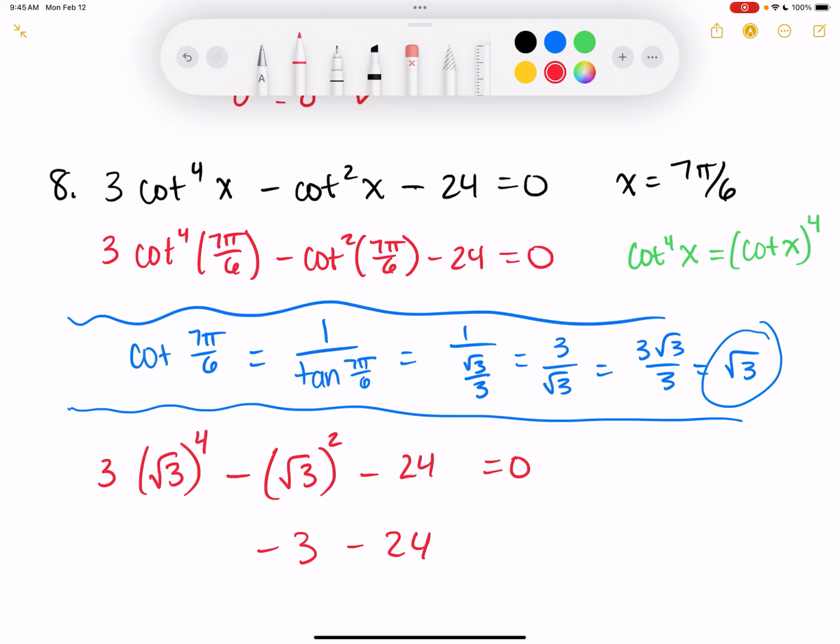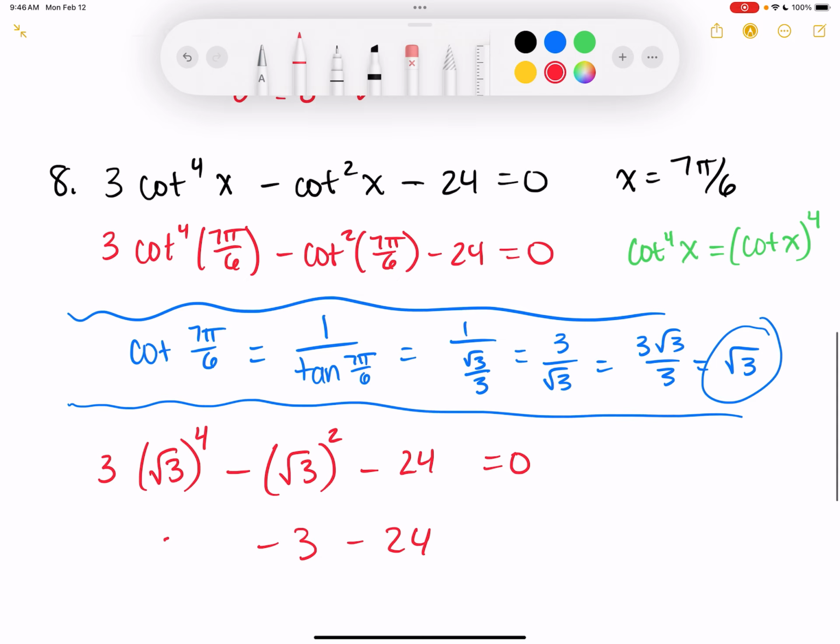So now I just need to do this part. Okay, so I have that, right? Would you agree that the square root of 3 raised to the fourth is the square root of 3 squared times the square root of 3 squared? Yes. Okay, good answer. Okay, so that means 3 times 3, 9, times the 3 out front is 27, minus 3 minus 24, so 0 equals 0.